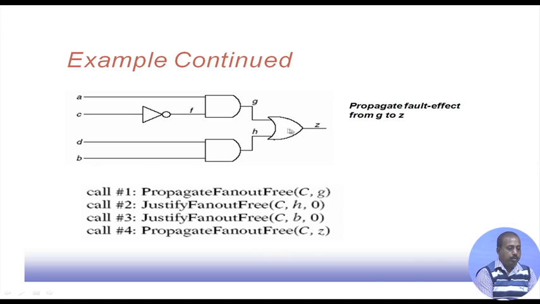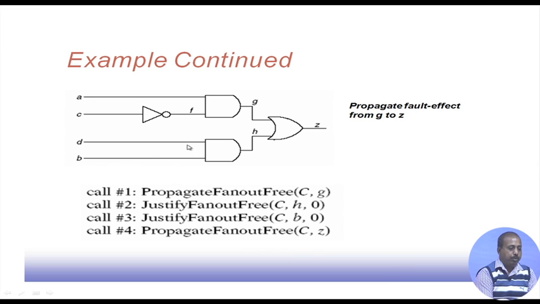So, it will find that this is an OR gate. So, it requires that this H point must be set to 0. So, it will call this justify fan out free routine at C H 0, so that this H point is set to 0, and that in turn will call this justify routine, so that this line B is at 0.